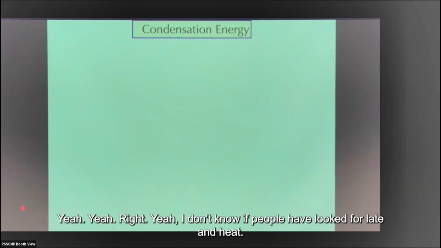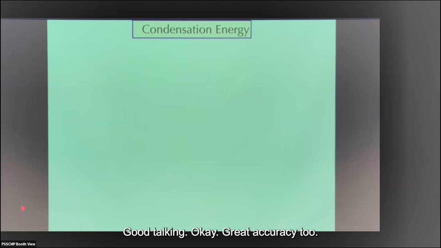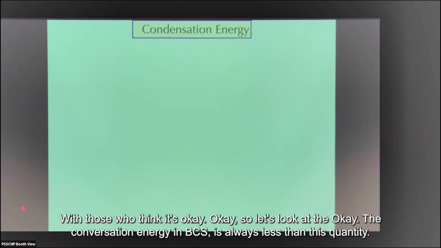Okay, and I don't know if people have looked for latent heat. It's why I asked you this cryptic question one day, and you said, well, of course, anyway. Experimentally? Yeah, experimentally. The experimental transition is an XY transition. It has been measured with great accuracy. Is that an exact or a rigorous statement? No, it's an experiment.